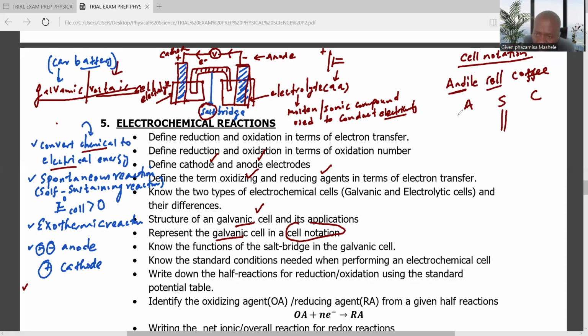Then the left side of the salt bridge is for the andile, and the right side is for the coffee. So what does this andile mean? Andile is for anode. Coffee is for the cathode. It means the left side is the information for the anode electrode, and the right side for the cathode. Remember I said andile cell coffee.